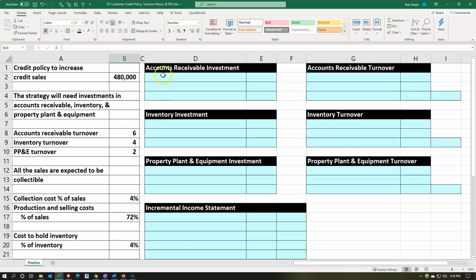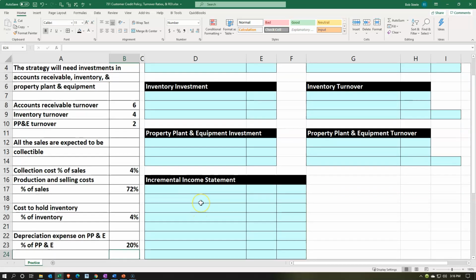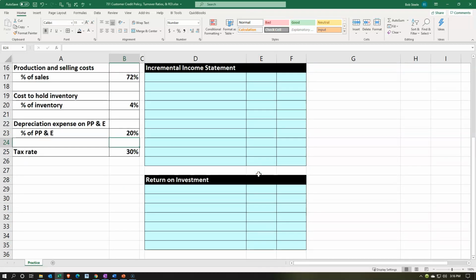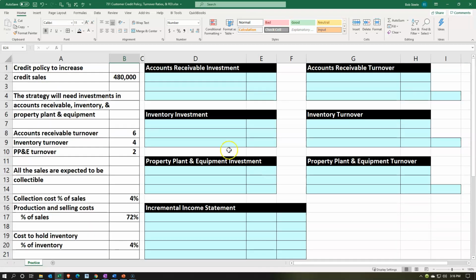So we're going to figure out these three items. We're going to have the incremental income statement, which will help us figure out the effect on net income after taxes. And then we will consider our ROI, or return on investment, once we understand the increase in the assets. First we want to figure out the accounts receivable, inventory, property, plant, and equipment with the use of our turnover ratios to figure out what those items will be.